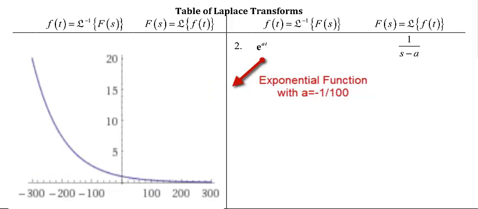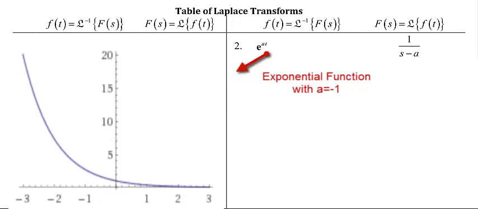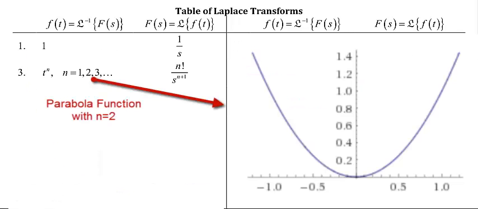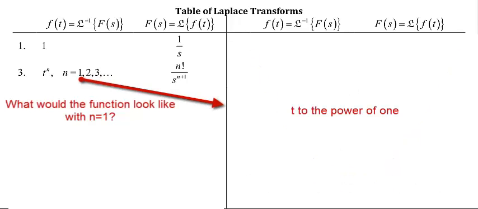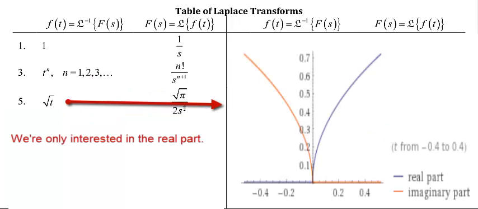Exponential function with a negative 1 over 100. Exponential function a is negative 1. Parabola function t squared. T to the 1 power, what's that look like? Square root of t.